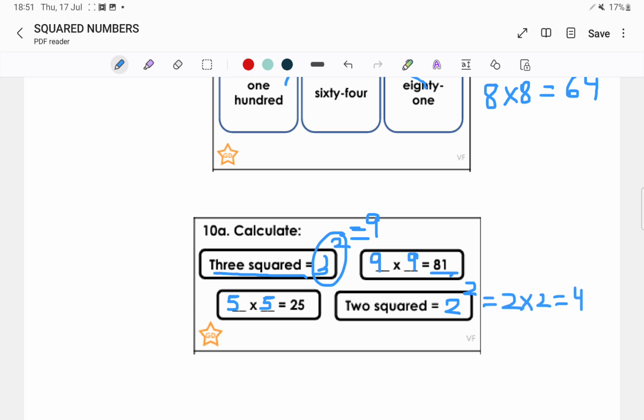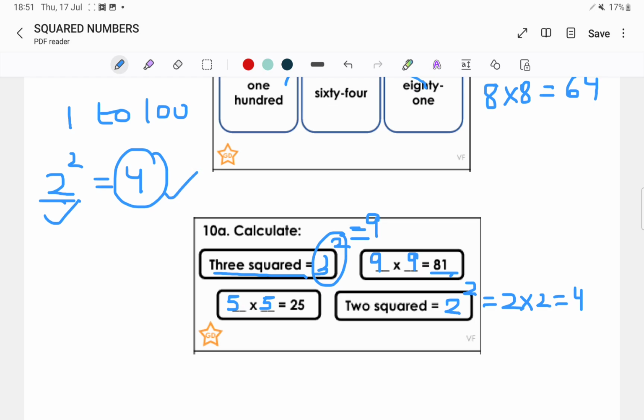Keep practicing all the squared numbers from 1 to 100. Please remember, when I say 2 squared equals 4, 4 is a squared number, not 2. When we square 2, we get a squared number which is 4, and so on. So keep practicing the square numbers once again.